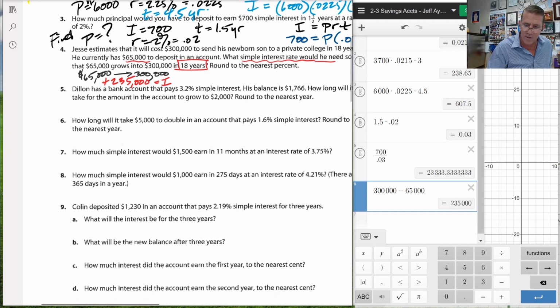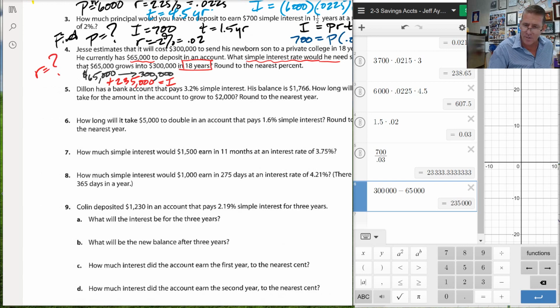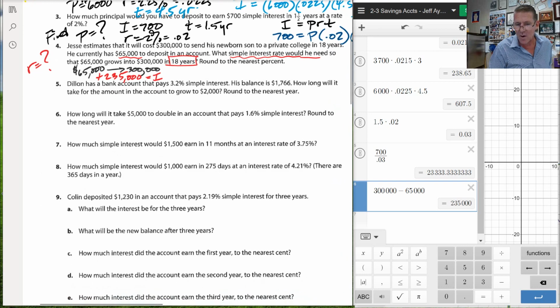All right, well, we don't know R, so R is equal to some unknown. So it sounds like we got to solve for R. We do know the time is 18 years. We know T is 18, because it says so in the problem. And we know the original principal was 65,000. So what I said earlier is actually okay.